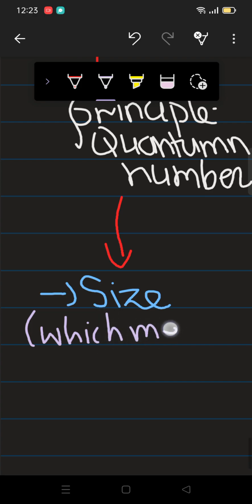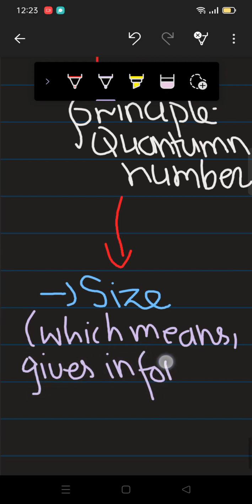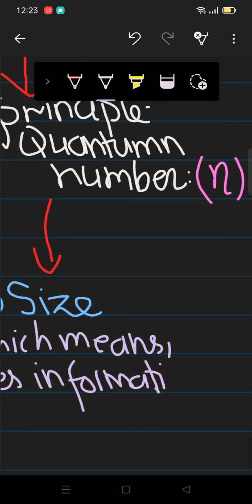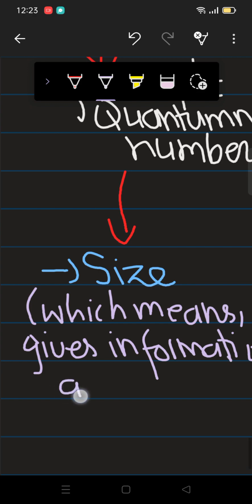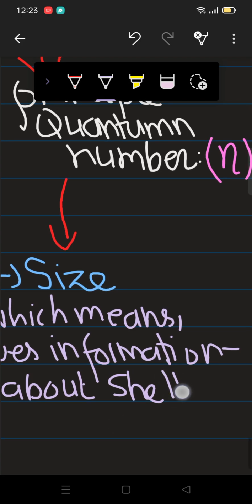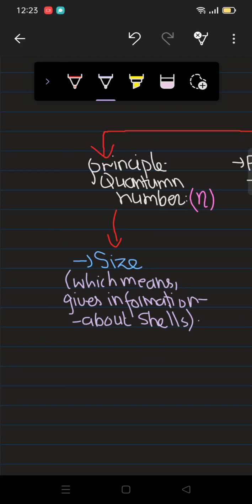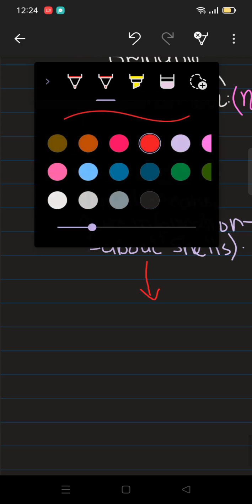Which means it gives information about shells, and we know what shells we have and what they are represented with. They are represented with K, L, M, N, because there are fixed energy levels, as it was stated by Neil Bohr. Alright, so there are K, L, M, N.